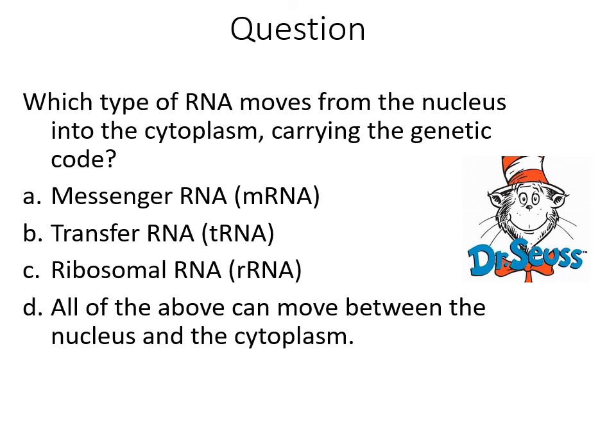Transfer RNA is the RNA that's carrying in the individual amino acid to attach onto the developing peptide or protein. Okay. Ribosomal RNA, no, that's RNA that's within the ribosomes already. They don't carry information from the nucleus to the cytoplasm. Okay. All of the above? No, that one's incorrect too. So it's messenger RNA.